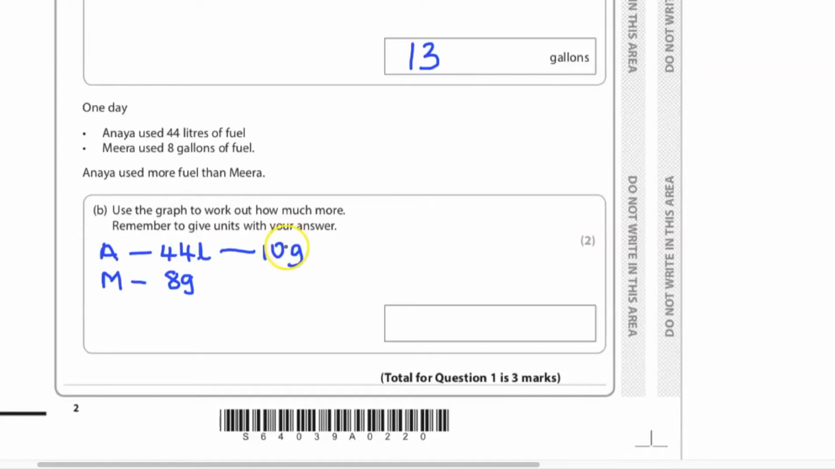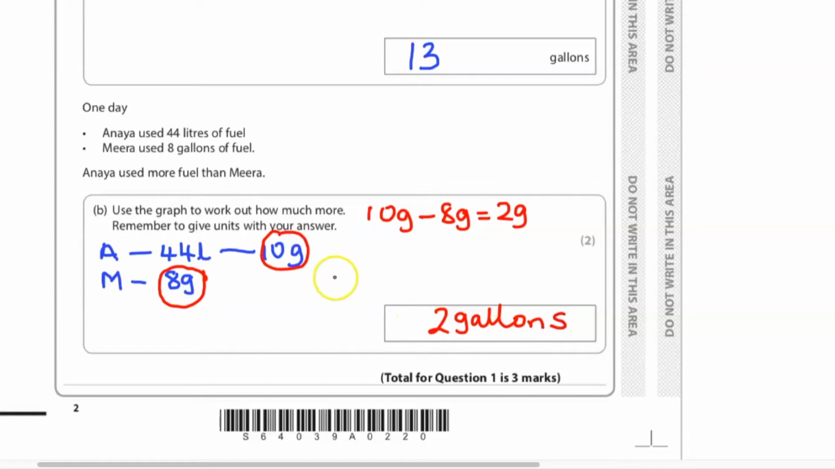We can now compare gallons here with gallons for Mira. So we can say 10 gallons take away 8 gallons is equal to 2 gallons. So here we need to write 2 gallons. We could also use the liters.